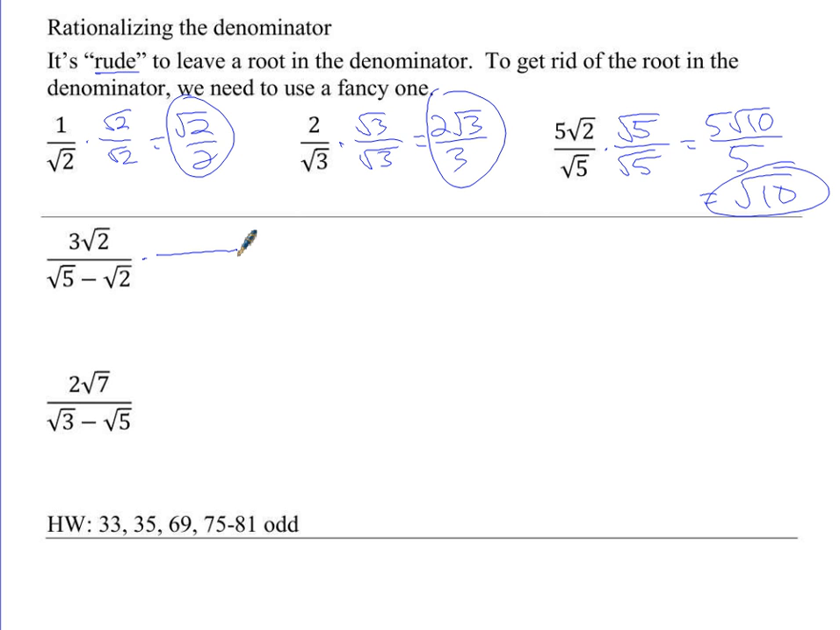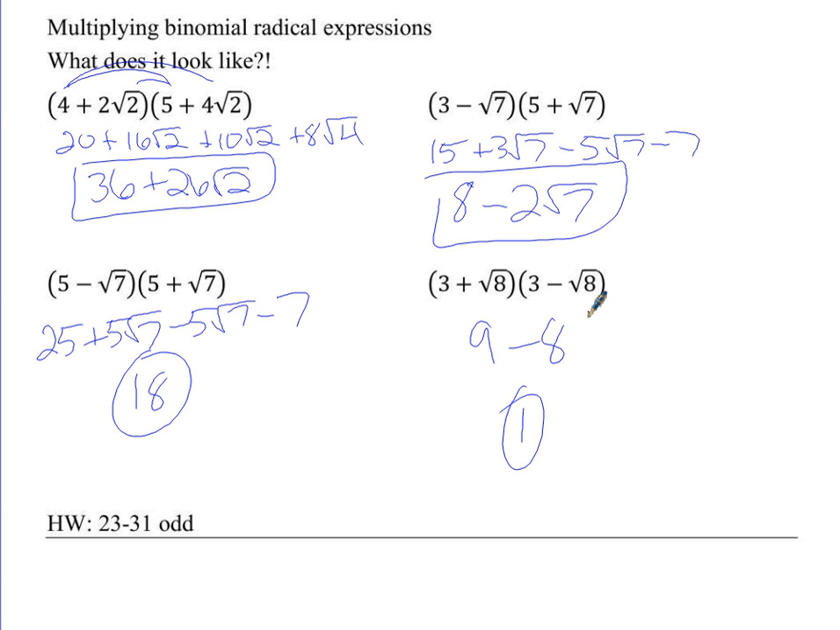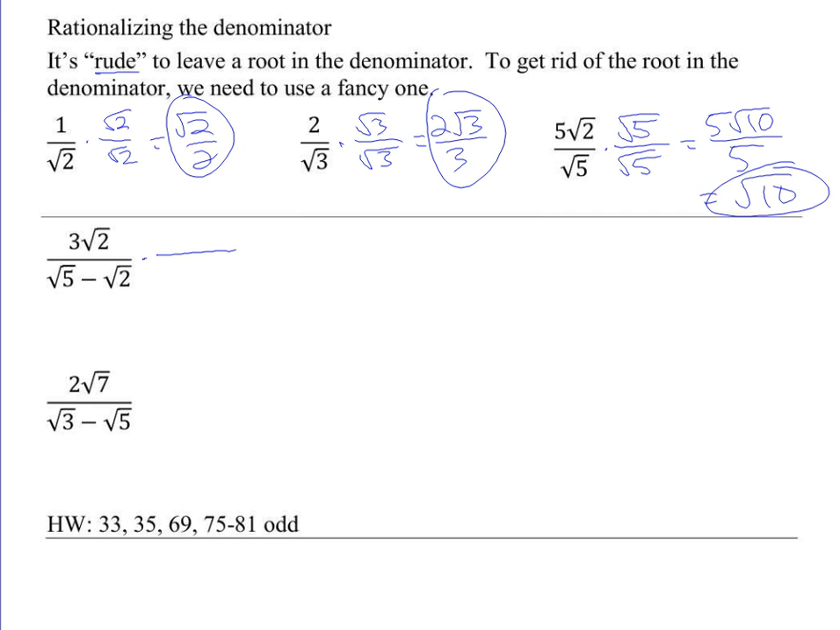It's the conjugate. Yesterday, I can bounce back real quick. We saw conjugates right here. When we multiplied conjugates together, the roots disappeared. And that is how we're going to have to get rid of roots that look like that in the denominator. So I can multiply by the square root of 5 plus the square root of 2. That's my fancy 1.